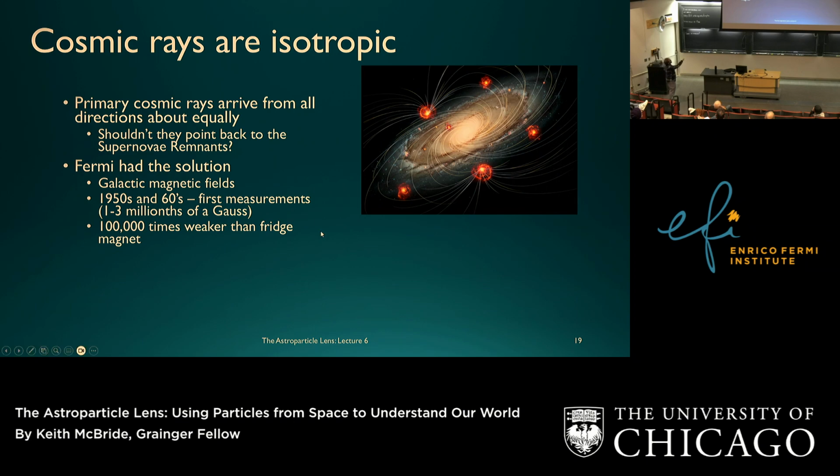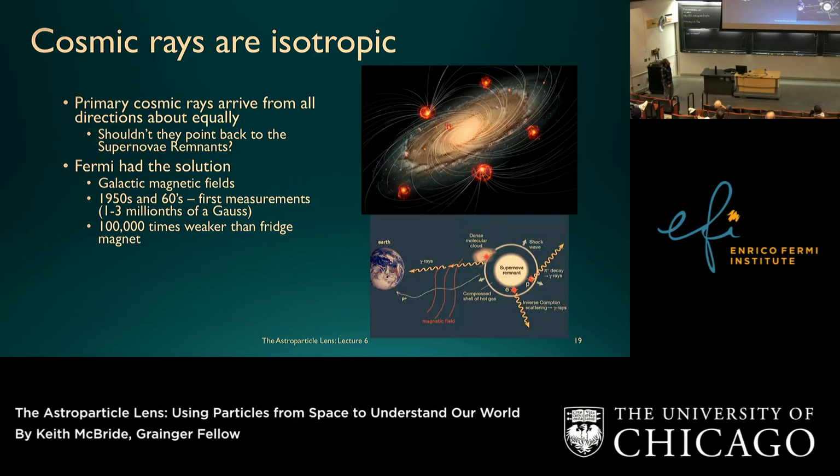The order of magnitude that was determined in about the 50s and 60s is that the strength of the magnetic field is about 1/3 of a Gauss. So that's almost 1,000,000 times weaker than your fridge magnet. But because the Milky Way is so vast, it deflects these cosmic rays over a large enough distance scale that you can't point these cosmic rays back to their sources.